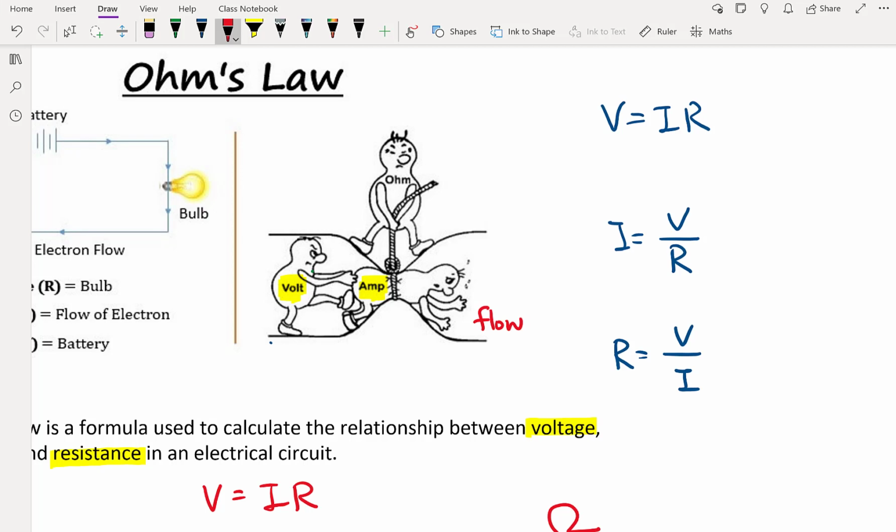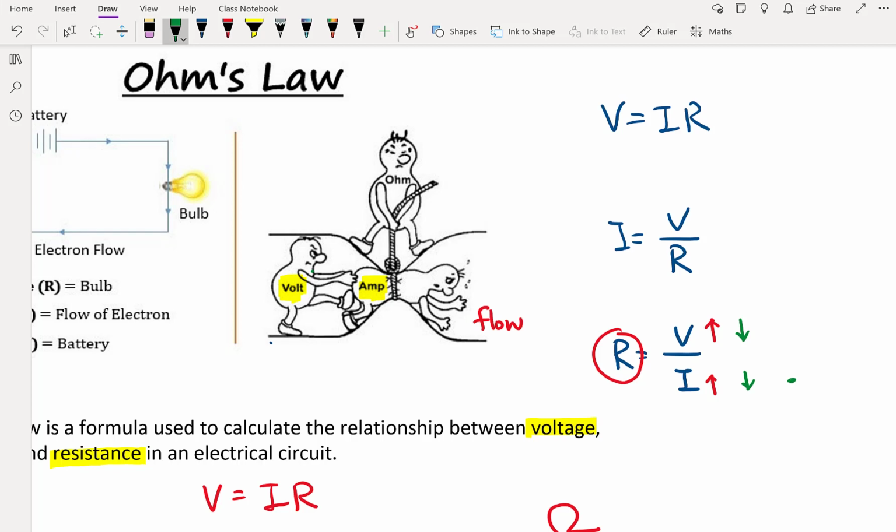Okay, so if we say, for example, that the resistance is the same, so the stopping force or the resistance force is the same, when the pushing power, the voltage, increases, the current will increase. And when the voltage decreases, becomes smaller, the current will become smaller. So we say the voltage and the current are proportional. Okay, I think it's quite easy to understand.